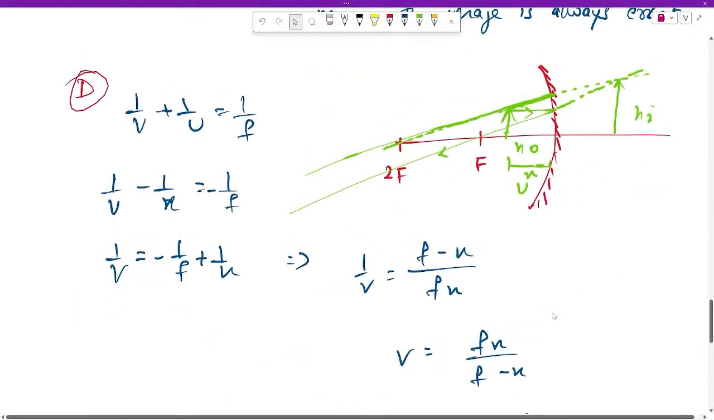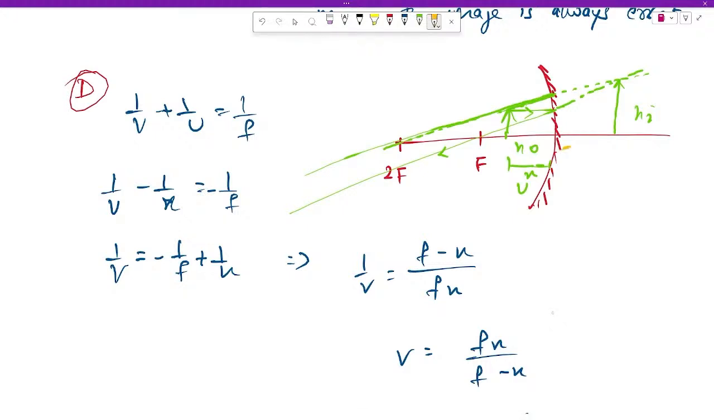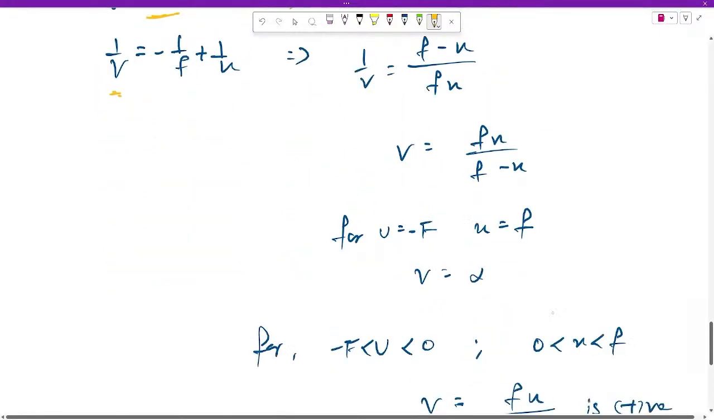Now let's focus on the last question. The last question said that an object placed between pole and the focus of a concave mirror produces a virtual and enlarged image. We have to prove that. So let's assume that the distance between the object and the pole of the mirror is x. Now using sign convention, we can write u as minus x, and substitute it in the mirror equation, 1 by v plus 1 by u equals 1 by f. So 1 by v minus 1 by x equals minus 1 by f, because it is a concave mirror. Now solving for v, we will get the value of v as fx by f minus x.